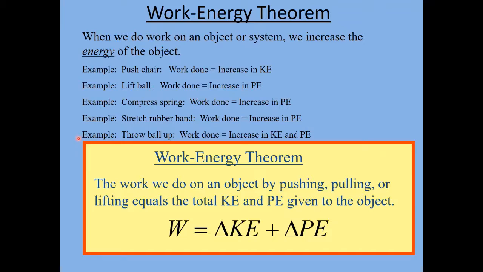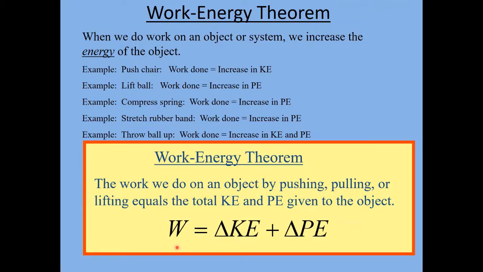Our final example here, if we throw a ball up into the air, then the work that we do in throwing the ball up increases both the kinetic energy of the ball and the potential energy of the ball. And so in this case, if we do 100 joules of work here, it's going to be split between kinetic energy and potential energy. So the work energy theorem states that the work we do on an object by pushing, pulling, or lifting equals the total kinetic energy and potential energy given to the object.